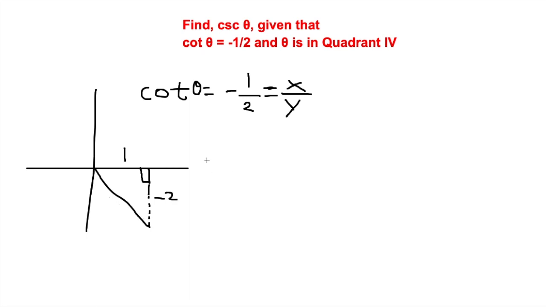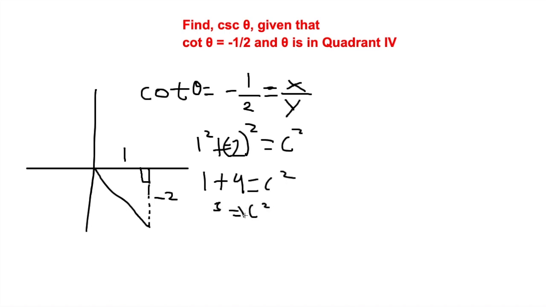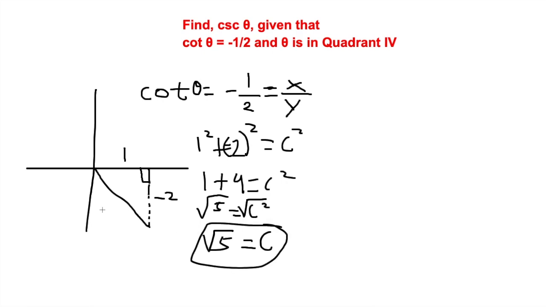All we do now is just use the Pythagorean Theorem, which is 1 squared plus negative 2 squared equals c squared. So just 1 plus 4 equals c squared. You have 5 equals c squared. Take the square root of both sides. All we get is the square root of 5 equals c. So we know that this side over here is the square root of 5.